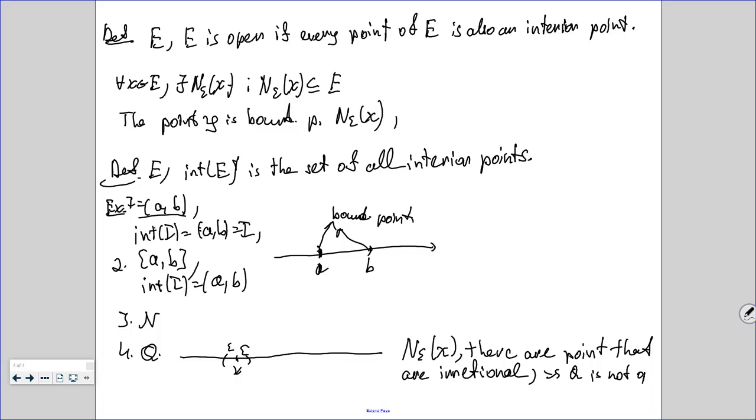So we end up saying that the rational numbers are not closed and are not open either. Therefore, if a set is not open, it does not mean it should be closed, and vice versa. If it's closed, it does not mean that it should be open. The following theorem examines the relationship between open and closed sets. It says if you have a set E of real numbers and set B is its complement, then E is open if and only if B is closed.